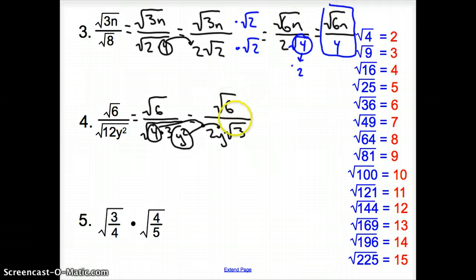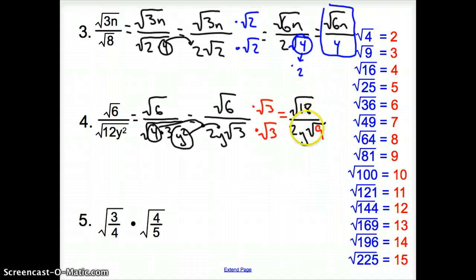Now, can we have a square root on the bottom of the fraction? No, we cannot. So what do we have to multiply, top and bottom? I have to multiply by the square root of 3 because that's what's in the radical. So I'm multiplying by the square root of 3. Keep going. On top, now we have the square root of 18. And that's going to be over 2y times the square root of, and then it's going to be 9.